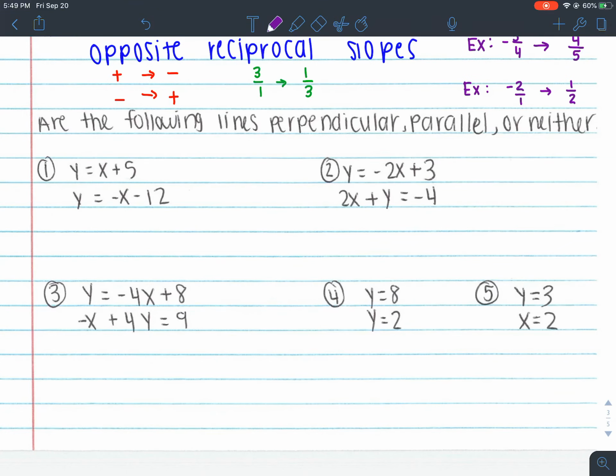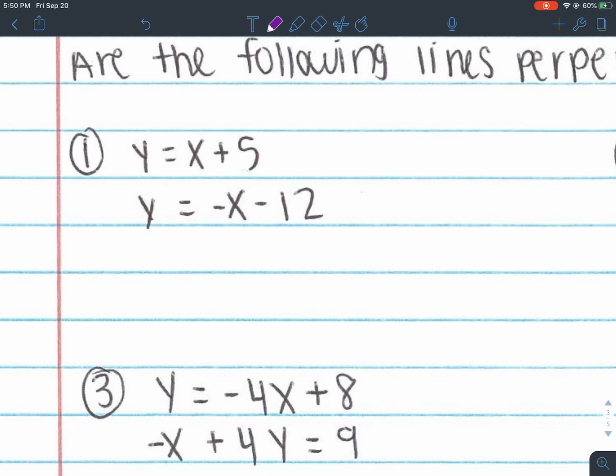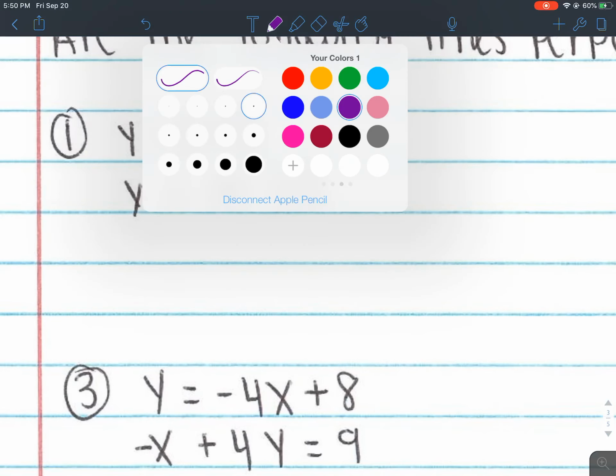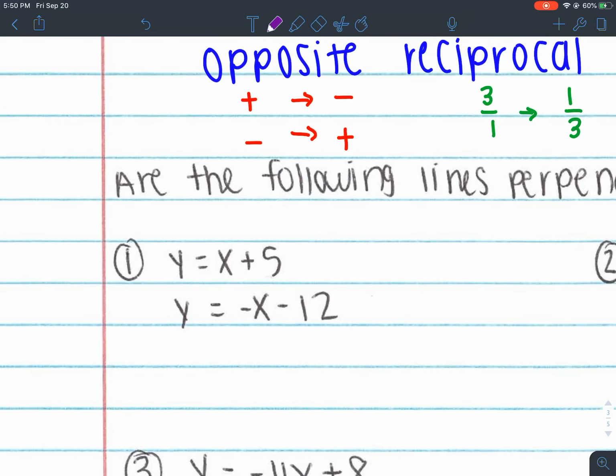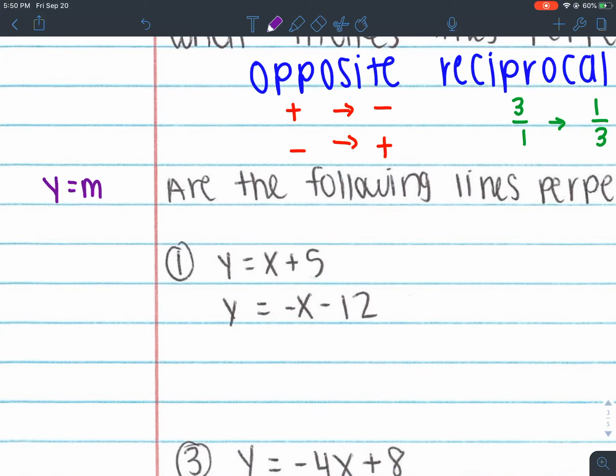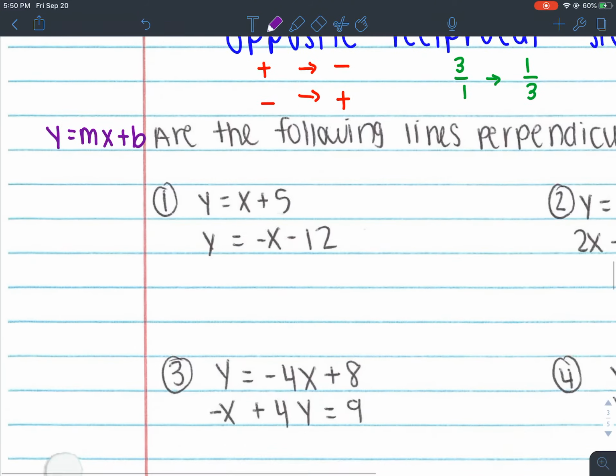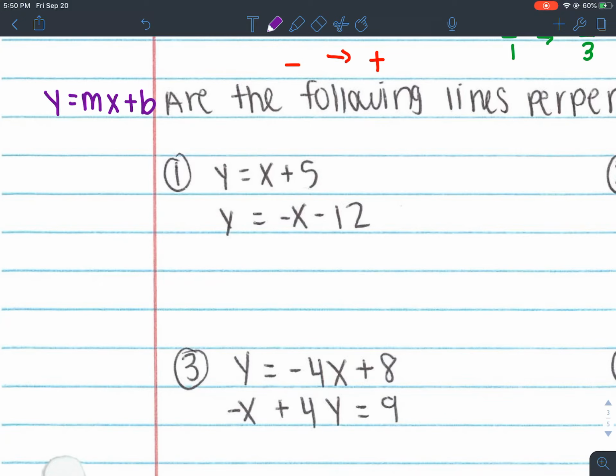Okay, so let's just decide if these lines are parallel, perpendicular, or neither. Some of these might be parallel, some of these might be perpendicular, and some of them might be neither. So number 1, y equals x plus 5 and y equals negative x minus 12. Just like for parallel lines, we want this in slope-intercept form because that tells us our slope really easily. So we're going to do y equals mx plus b. Number 1 is already in that form. Y equals x plus 5, that's going to be a slope of 1 or a slope of 1 over 1, right? So it's a positive slope.